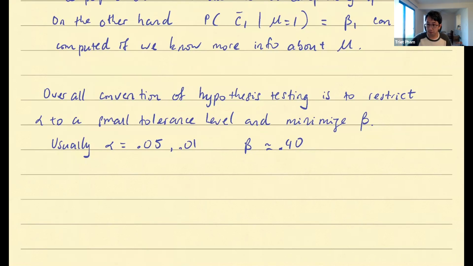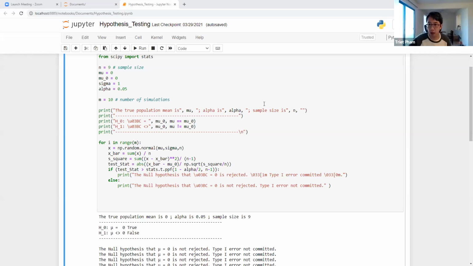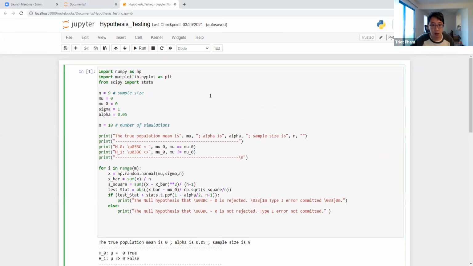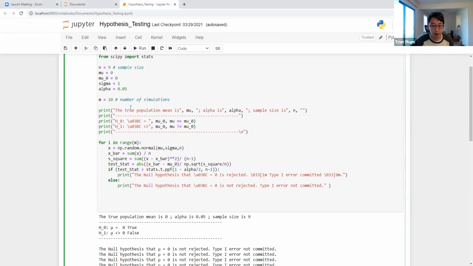As we mentioned last time as well, we want to look at the code. So let's look at the simulation real quick, to give a context on the hypothesis test. Here I have the sample size to be 9. I sample from a normal population with mean 0. And I set alpha, my type 1 error, to be 0.05.